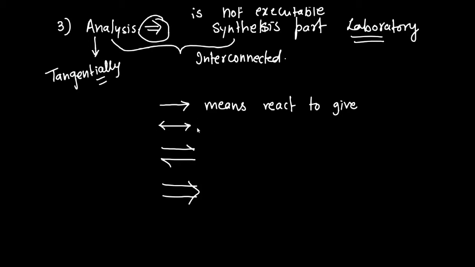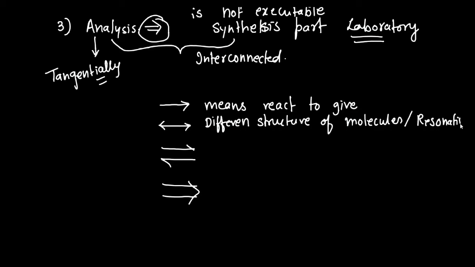What about this double-headed arrow? This means that you can draw different structures of the same molecule. In other words, you know that we draw several resonating structures for benzene or any other molecule, where you can get more than one structure. Then the third is for two structures which are interconvertible.